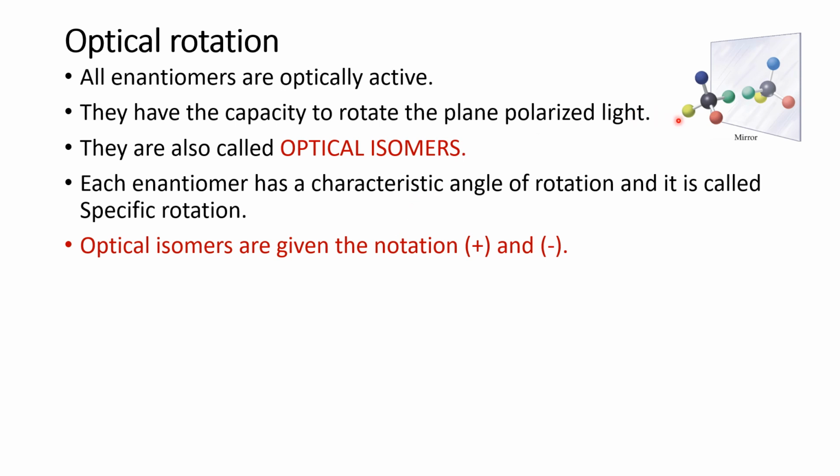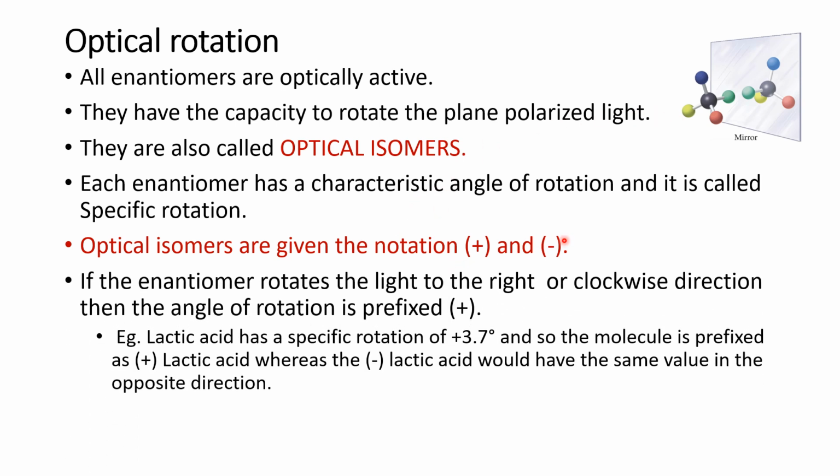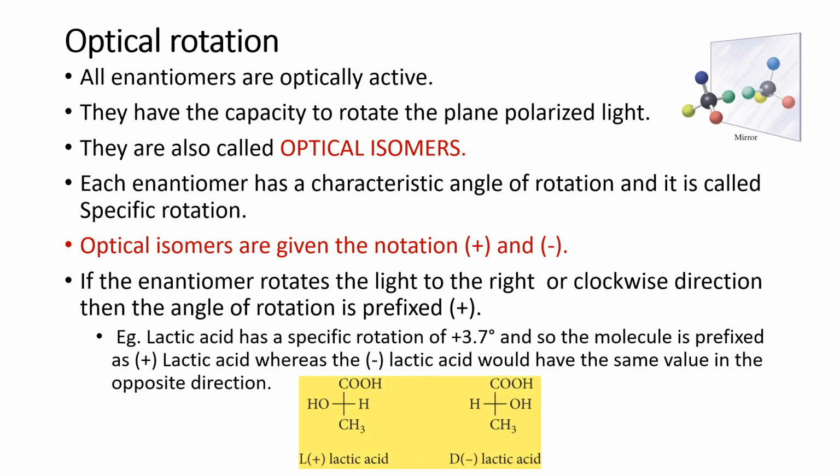All optical isomers are given the notation plus or minus based on the direction of rotation of the plane polarized light. So in lactic acid we see plus lactic acid rotates the plane polarized light to plus 3.7 degree, whereas minus lactic acid will rotate the light in the negative direction, which is minus 3.7 degree.